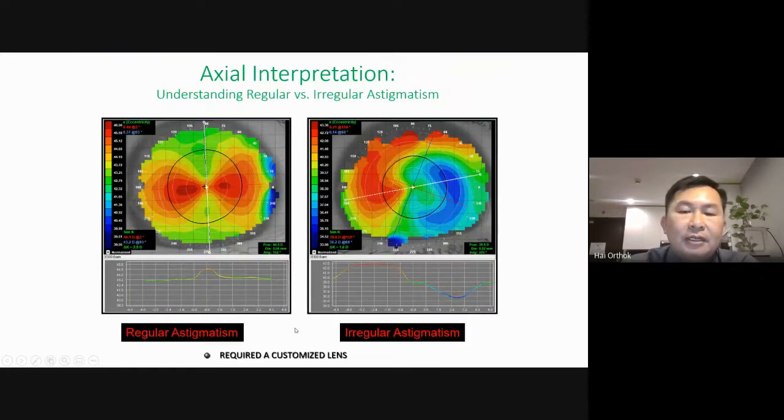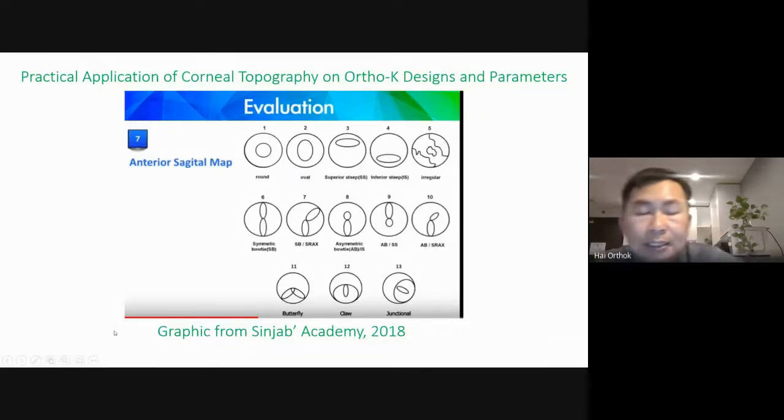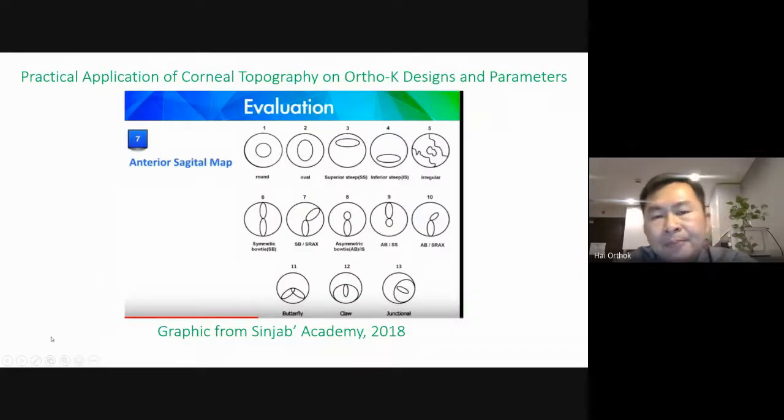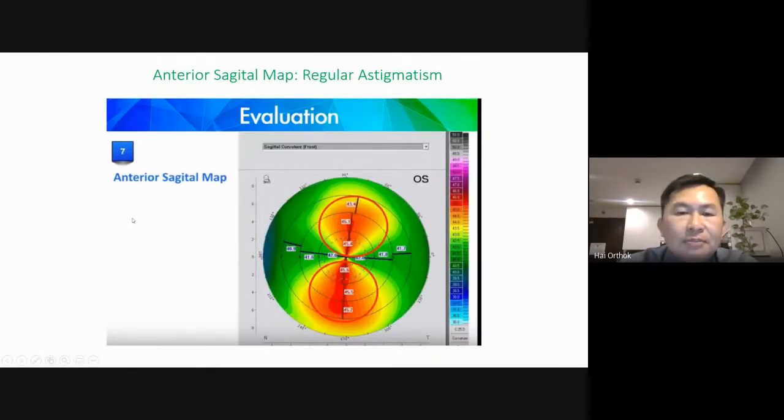And with the topographer, it will help you to see all the morphology of the cornea, and from those morphologies, you can choose the initial lens more effectively. I borrowed the slide from Dr. Sin Giap in Sim Giap Academy 2018. This morphology shows you how to select the patient for surgery. However, this morphology also very effectively helps you select the initial lens.